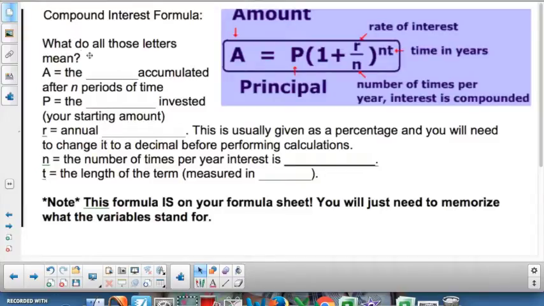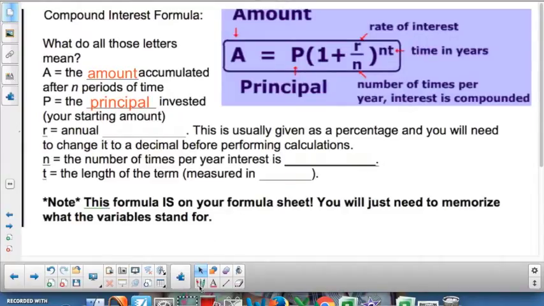Okay, so all these letters. A stands for the amount accumulated after your given period of time. So that's going to be, most of the time, your outcome. That's the value that you're looking for. P stands for principal. That is the initial amount. So we put principal amount in there, but really it's your starting amount. It's your initial amount that you invested, or your initial loan amount, whichever the case may be.